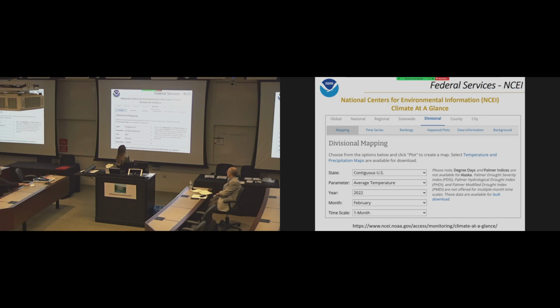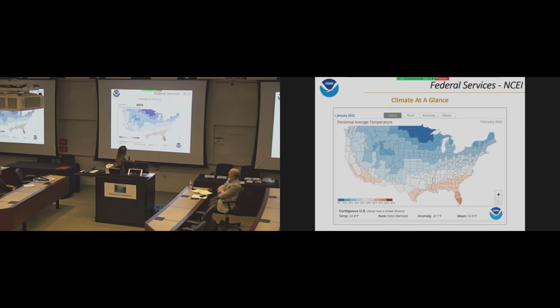And then I can pick my time period. Do I want just to look at February? Or do I want to see every February going back in time? Do I want to see a clustering of months? You'll just have to play around with it to see all the things they have to offer. But then it generates this beautiful map like this.